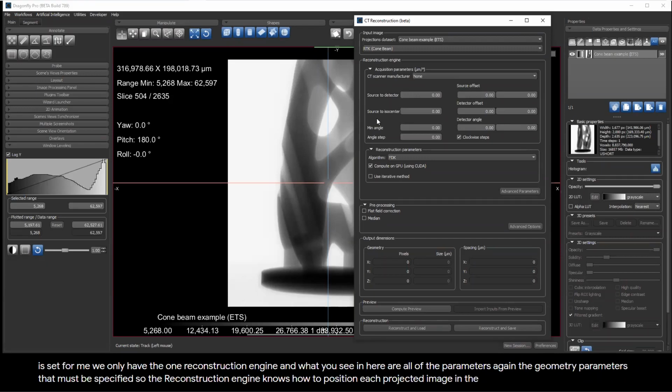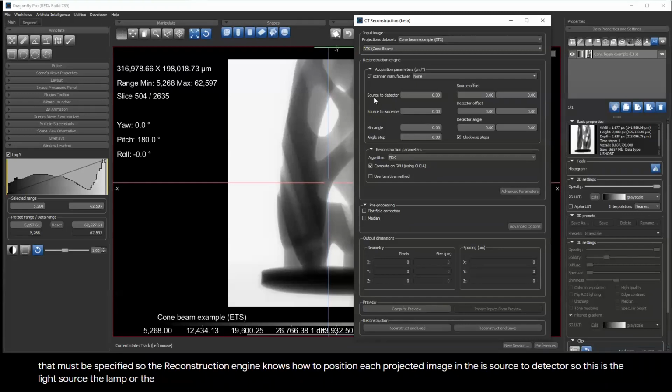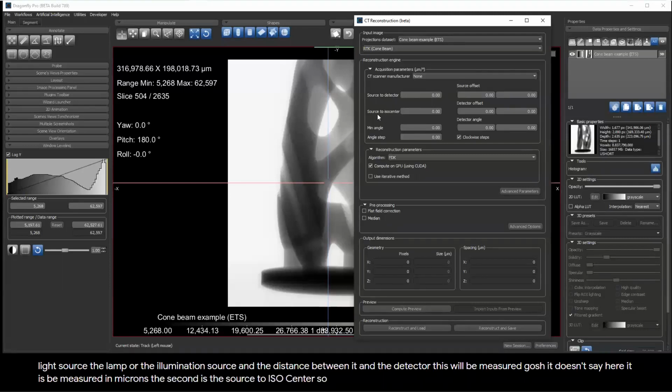So the first parameter is source to detector. This is the light source, the lamp or the illumination source, and the distance between it and the detector. This will be measured, here it is, in microns. The second is the source to isocenter. So this is the distance between the lamp source and the center of rotation of your sample.